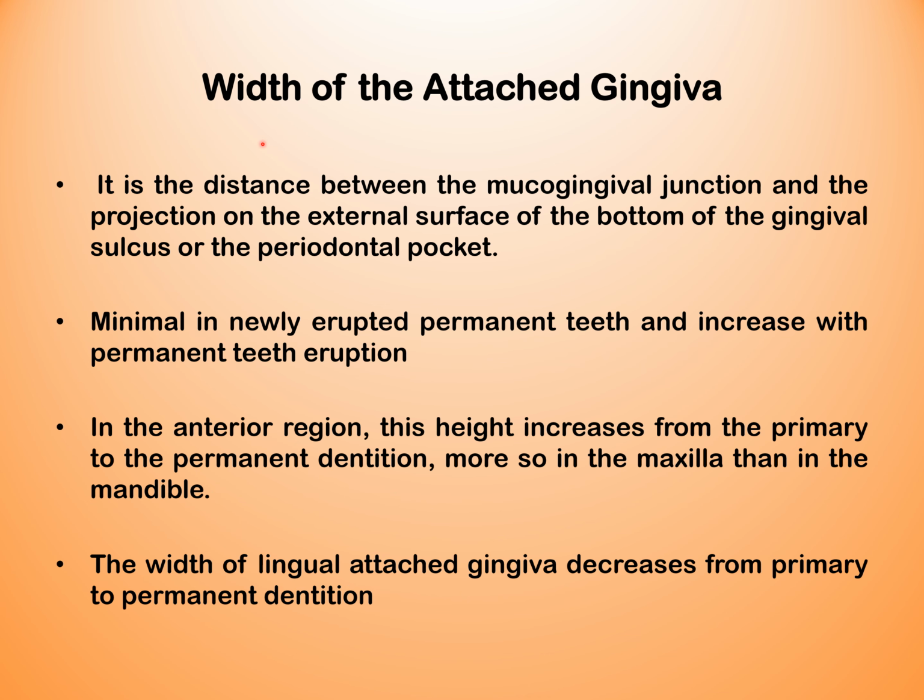Now, talking about the width of attached gingiva, it is the distance between the mucogingival junction and the projection on the external surface of the bottom of the gingival sulcus or the periodontal pocket. It is minimal in the newly erupted permanent teeth and it increases after eruption. In the anterior region, the height increases from the primary to permanent dentition, more in the maxilla compared to mandible. The width of lingual attached gingiva decreases from the primary to permanent dentition.